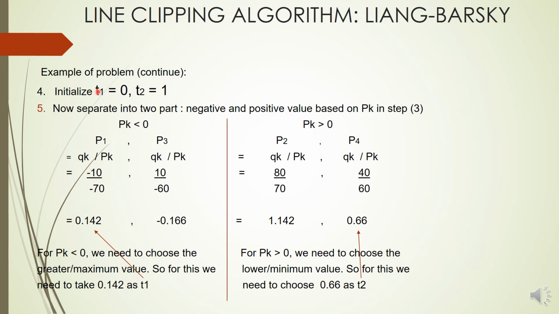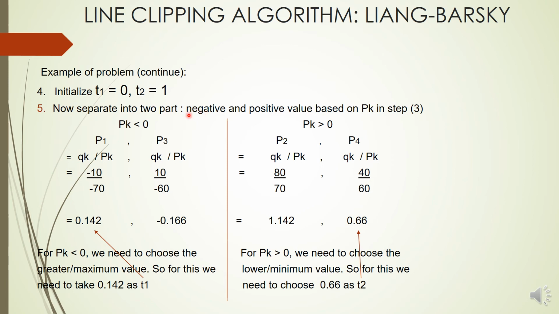Okay, let us initialize T1 equal to 0 and also T2 equal to 1. And then after you have calculated the PK and also QK in the previous slide, we need to separate this into two parts. You can see on this slide there are two parts here, one on the left and one on the right side. These two parts need to be divided into negative and positive values based on the PK that we have calculated in step number 3. In the previous slide we have calculated P1, P2, P3, P4 and also Q1, Q2, Q3 and Q4.